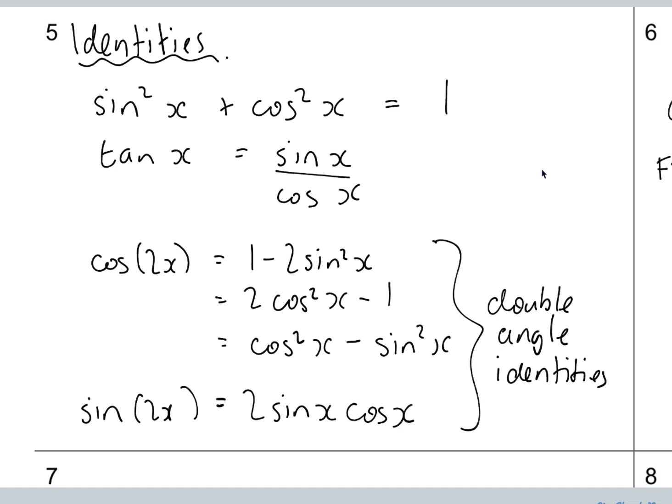Tan x equals sine x on cos x. I reckon you'd be already familiar with that one. Why does it work? Watch the video, you'll find out. But generally speaking, we have looked at this before, because if you remember that sine x is the y coordinate and cos x is the x coordinate, then really we're just looking at rise over run for that particular identity. And then the bottom set are the new ones, which are called double angle identities.